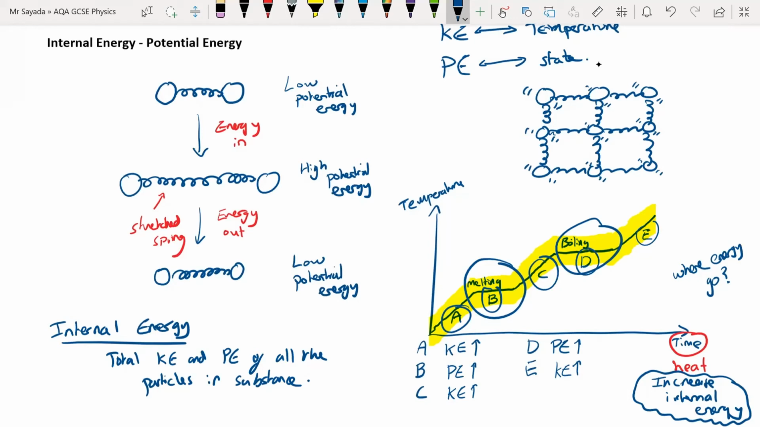So at all times, as I was heating this, the internal energy was increasing. And that explains how there could be these sections where the temperature stopped increasing. The internal energy was still increasing, but it was the potential energy increasing instead of the kinetic energy increasing. So at any point, either the kinetic energy increases, so that would be the temperature going up, or the potential energy increases, that would be a state change happening.